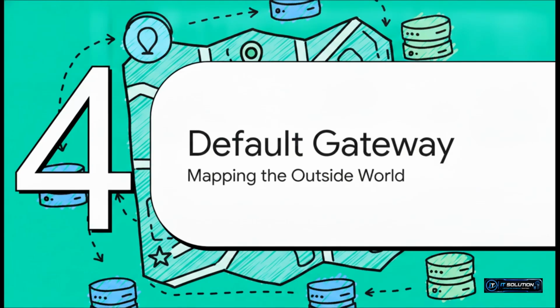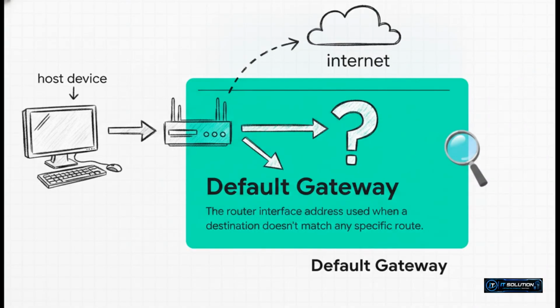Phase 4. Setting the default gateway. Giving our router a map to the outside world. Okay, so our router's interfaces are up and running, but if it receives a packet destined for an unknown network, it needs a map. Let's talk about the default gateway.